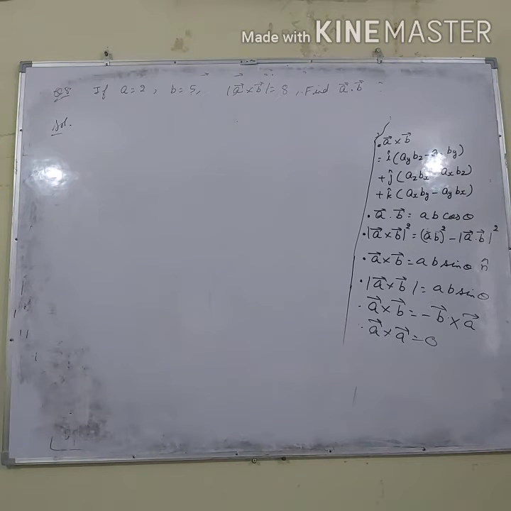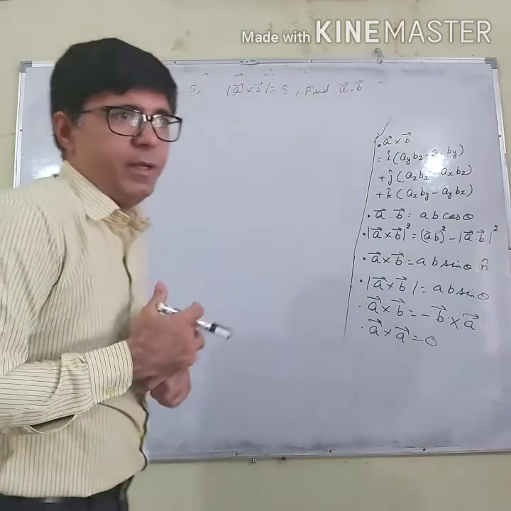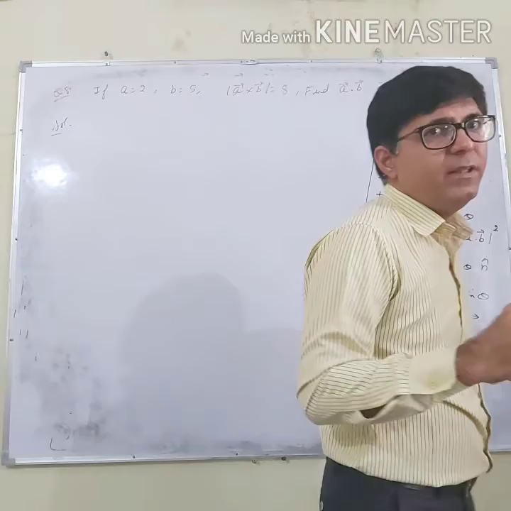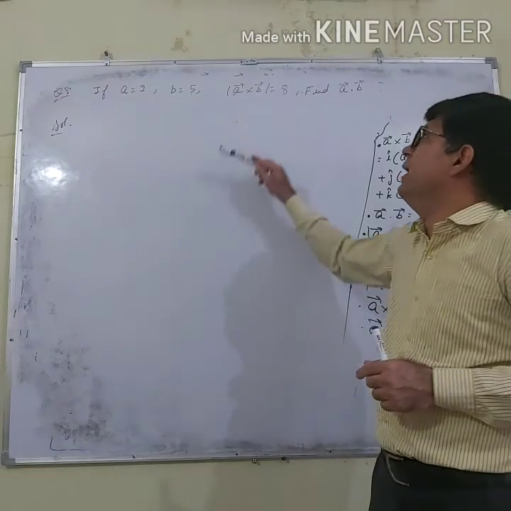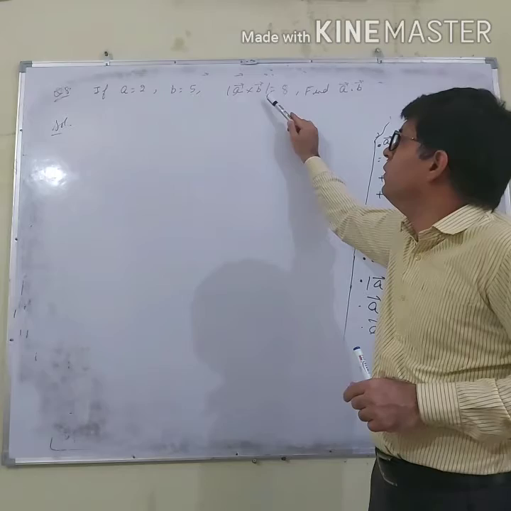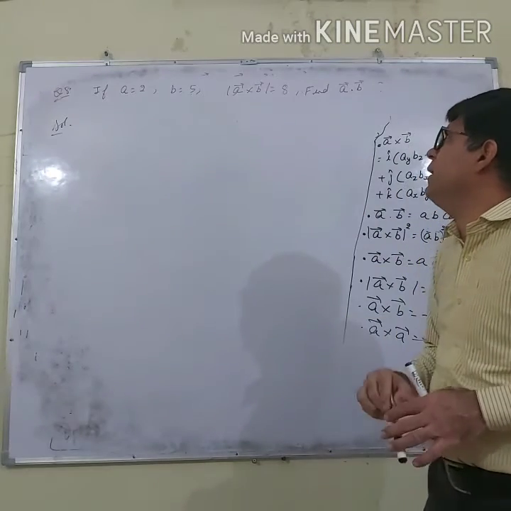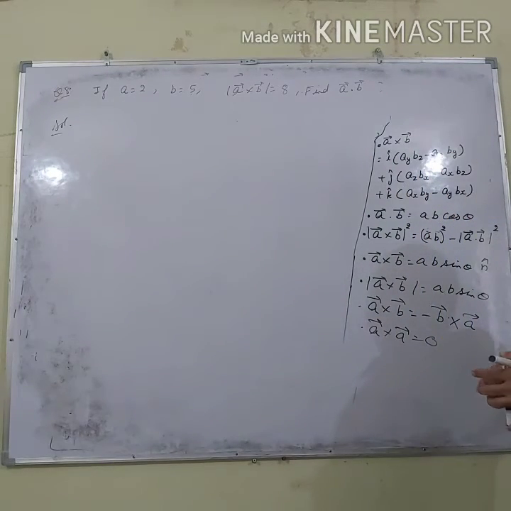Next question is on screen. If magnitude of A is 2, magnitude of B is 5, and magnitude of A cross B is 8, find A dot B. What we are given? We are given the magnitudes of vectors A and B, and A cross B is 8, and we have to find A dot B.